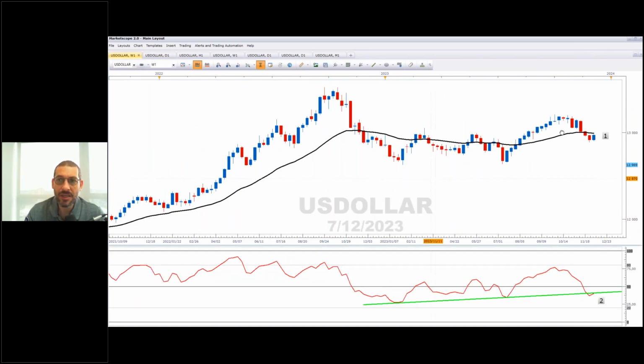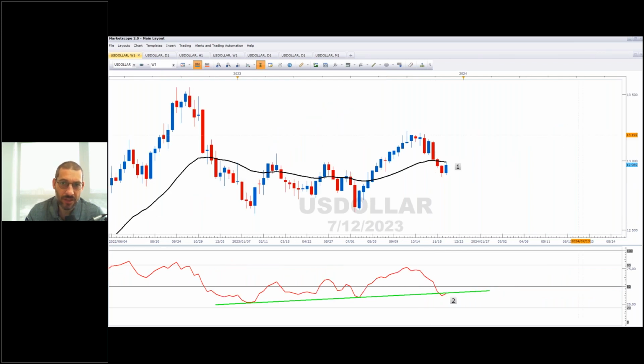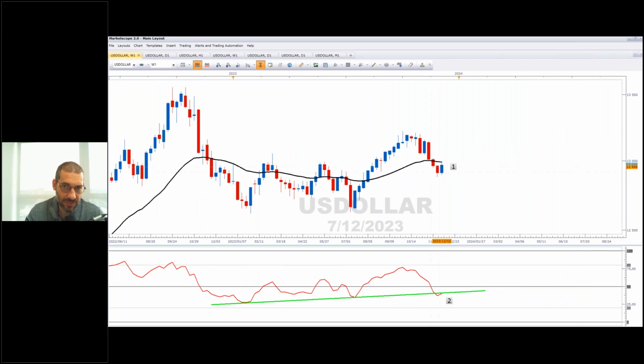You have the dollar underneath the black 30-week exponential moving average at 1. I'm going to take this 2 out. I think we can stop monitoring this in terms of that trend line break, and I think we must start monitoring it relative to 50.